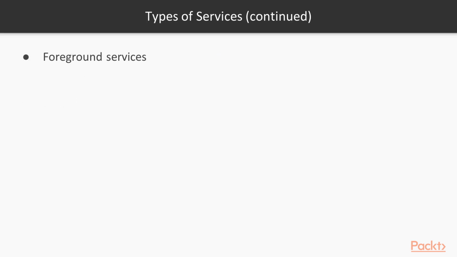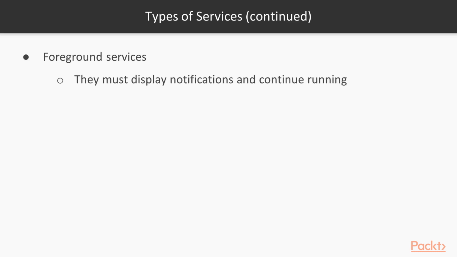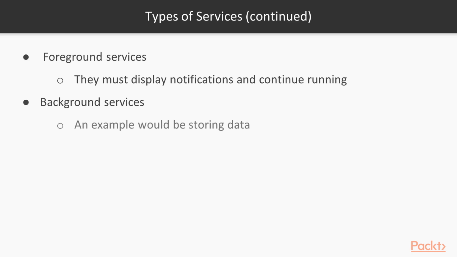Foreground services. To understand it better, think of your favorite music application. It plays the music which is noticeable for you. Foreground services must display a notification, but they continue running even if the user is not interacting with them. Then there are background services. These kinds of services are not directly noticeable for you, something like storing some of your data. Notice that on API 26 and higher, instead of services, you must use scheduled jobs.